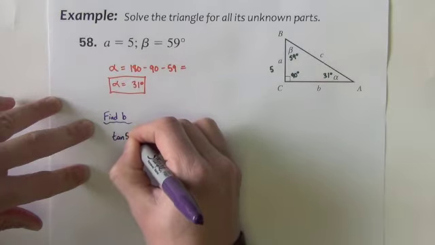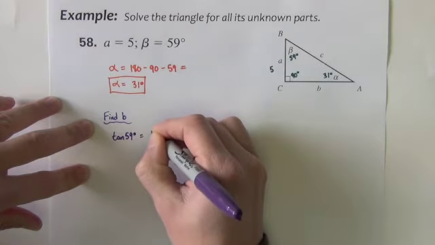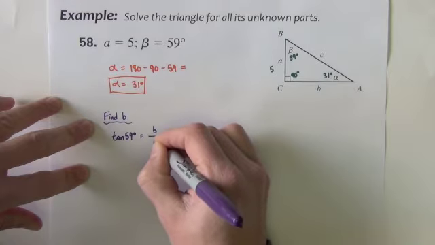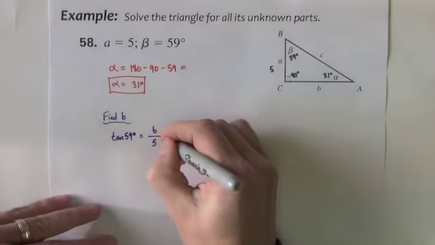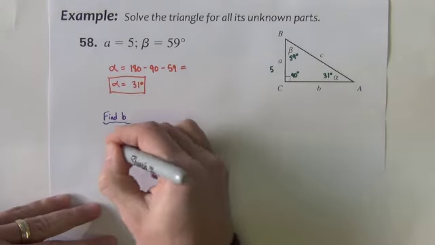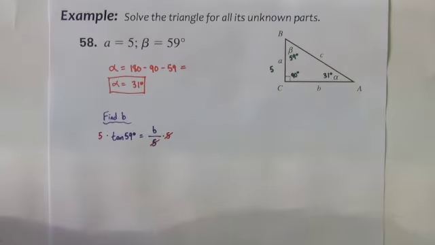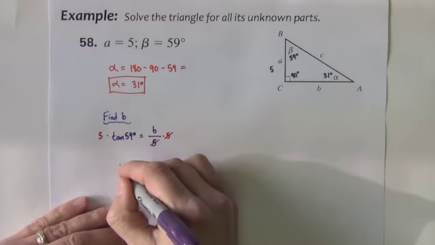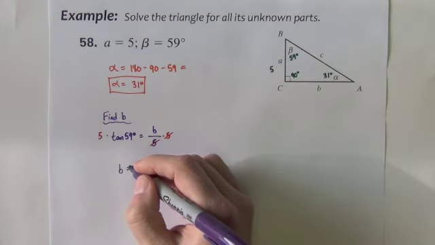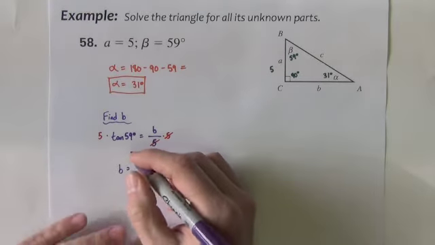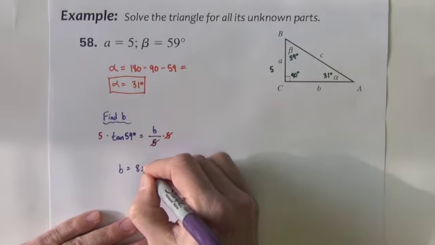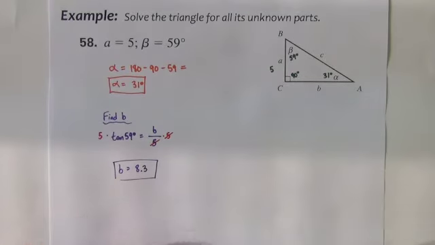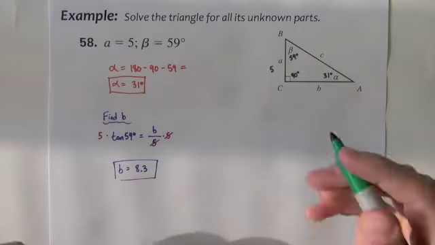So I could say tangent of 59 degrees equals opposite, I'm trying to find B, divided by adjacent, which is 5. To solve this problem for the B, I'm going to multiply both sides by 5. And that gets B all by itself. I need to do 5 times the tangent of 59 degrees, making sure my calculator is in degree mode, of course, I get 8.3. Okay, so we now have this side.